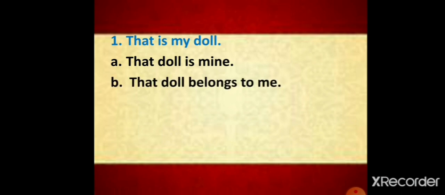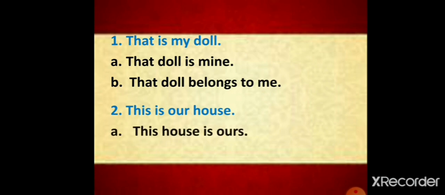That doll belongs to me. तो ये कौन सा है? हमने pronoun को as an object use किया. Okay, तो यही करना है आपको. First sentence हमारा possessive pronoun हो सकता है and then in the second sentence we can use pronoun as an object. So second one, this is our house. So this house is ours and this house belongs to us.